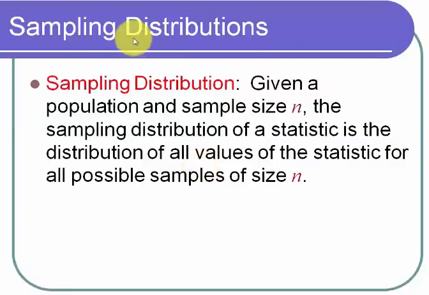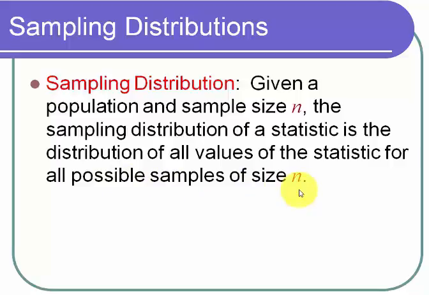So here's how it works. For a sampling distribution, what we say is that given a population and sample size n, the sampling distribution of a statistic is the distribution of all values of the statistic for all possible samples of size n.